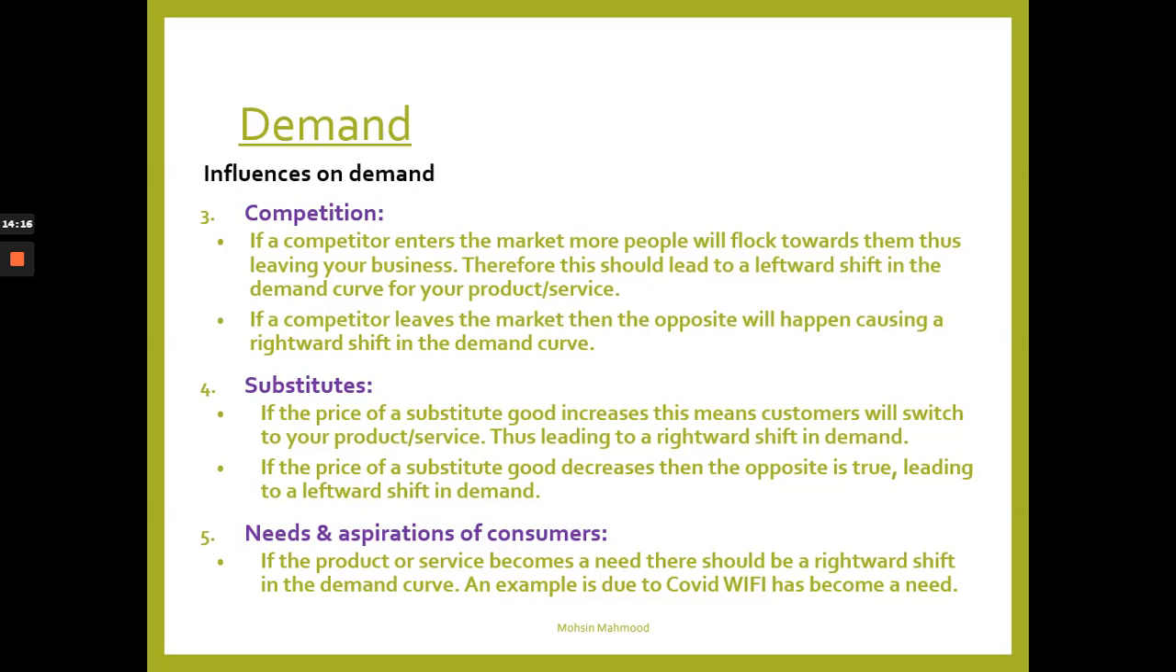So, if the price of a substitute good increases, this means customers will switch to your product or service, thus leading to a rightward shift in demand. If the price of a substitute good decreases, then again the opposite is true, leading to a leftward shift in demand. If the product or service becomes a need, there should be a rightward shift in the demand curve for that product or service. An example is Wi-Fi. Due to COVID, Wi-Fi has become a need. Students and teachers working from home need Wi-Fi to operate successfully.